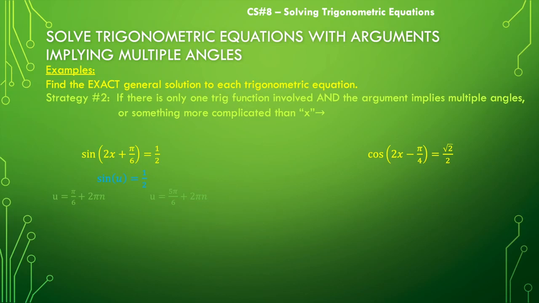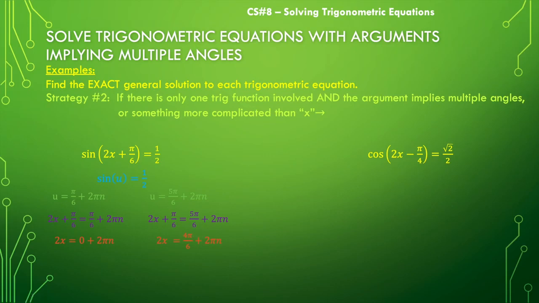Now let's back substitute the argument. Here's that complicated argument, 2x plus pi over 6, and we're going to replace the u's in both of these equations with that complicated argument. And now we're going to go ahead and isolate x. So here we would want to subtract pi over 6 first on both sides of both equations. So when I subtract it on this first equation, these two are just going to cancel out, and I'll end up with 2x is equal to 2 pi n. I'll subtract pi over 6 from 5 pi over 6 and get 4 pi over 6.